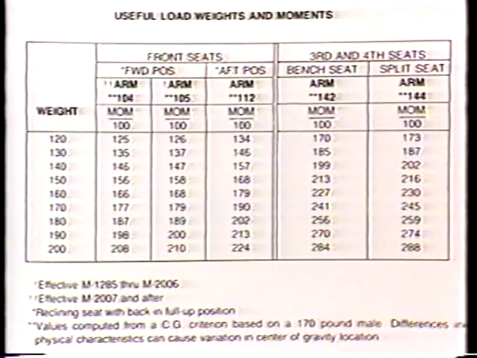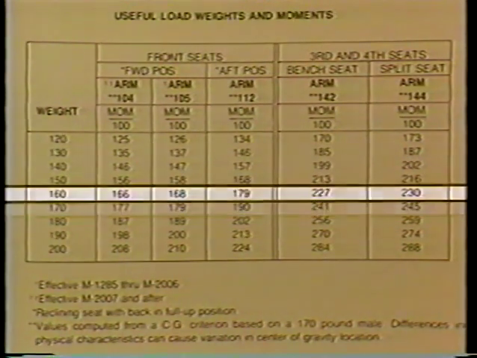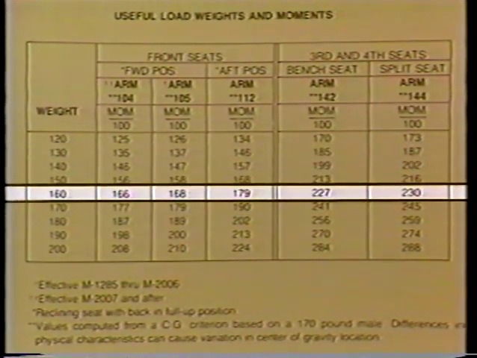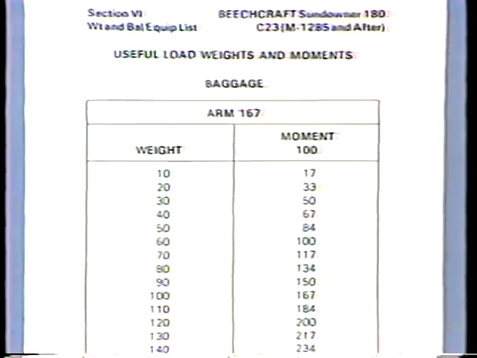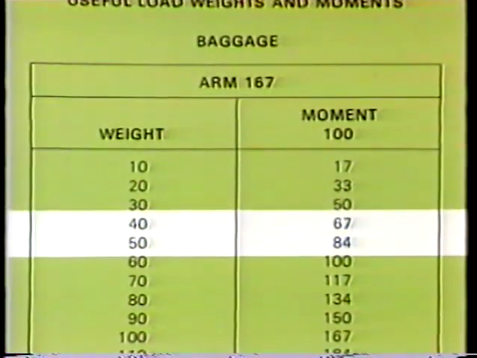The occupants table gives us moments for all people on board. The front seat occupants at 170 pounds each, with the seats in the aft position, have a moment of 190, or a total of 380. The rear seat occupants at 160 pounds each, on split seats, have a moment of 230 each, or a 460 total. The baggage table lists the moments for baggage. In this problem, it's 45 pounds, which is halfway between 40 pounds and 50 pounds. The moment is halfway between 67 or 75.5.